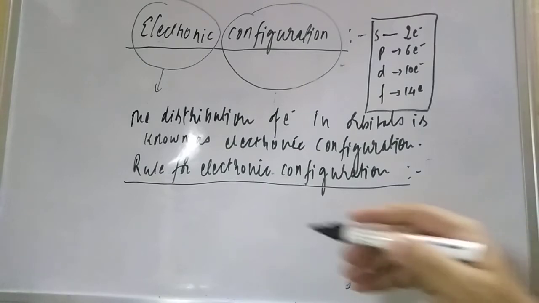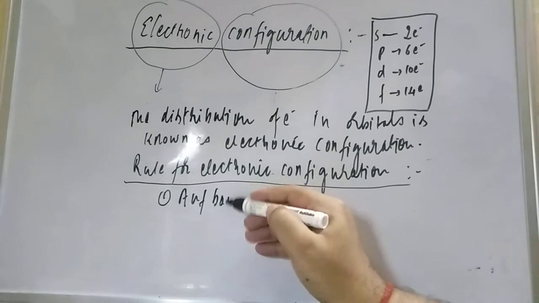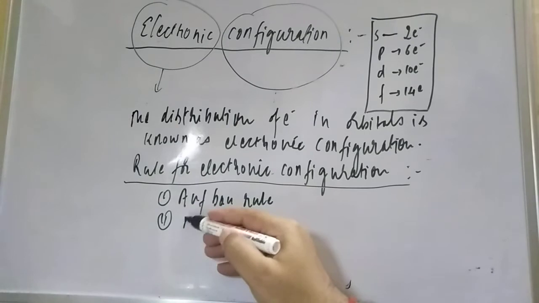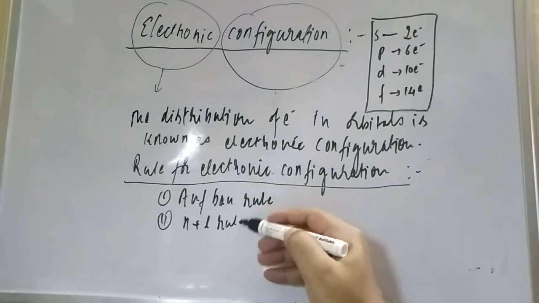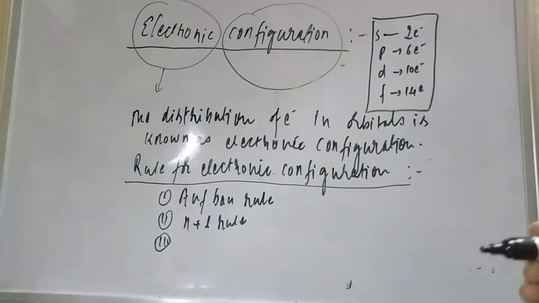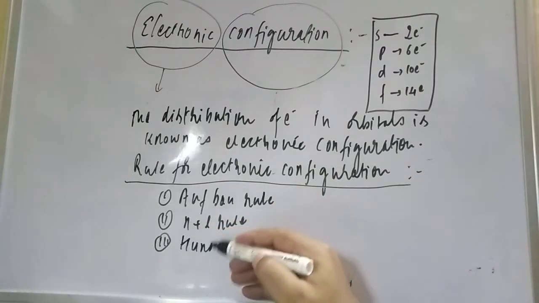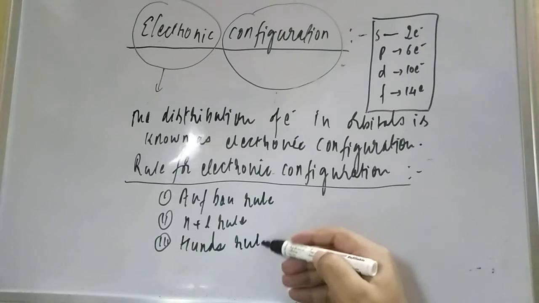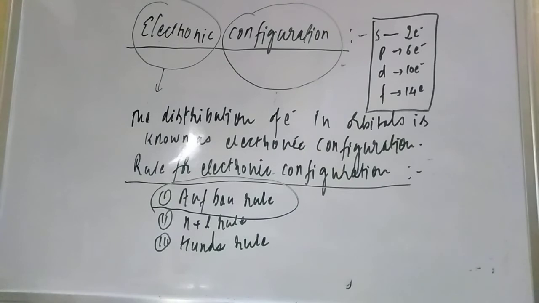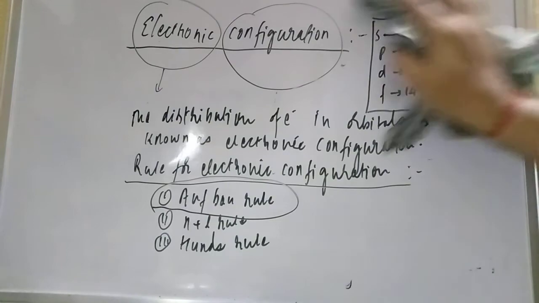The first rule is the Aufbau rule. The second one is the n plus l rule. The third is Hund's rule. We will study these rules; other rules we will study later on, student. First of all, let us study the Aufbau rule. The Aufbau rule is almost enough for electronic configuration.